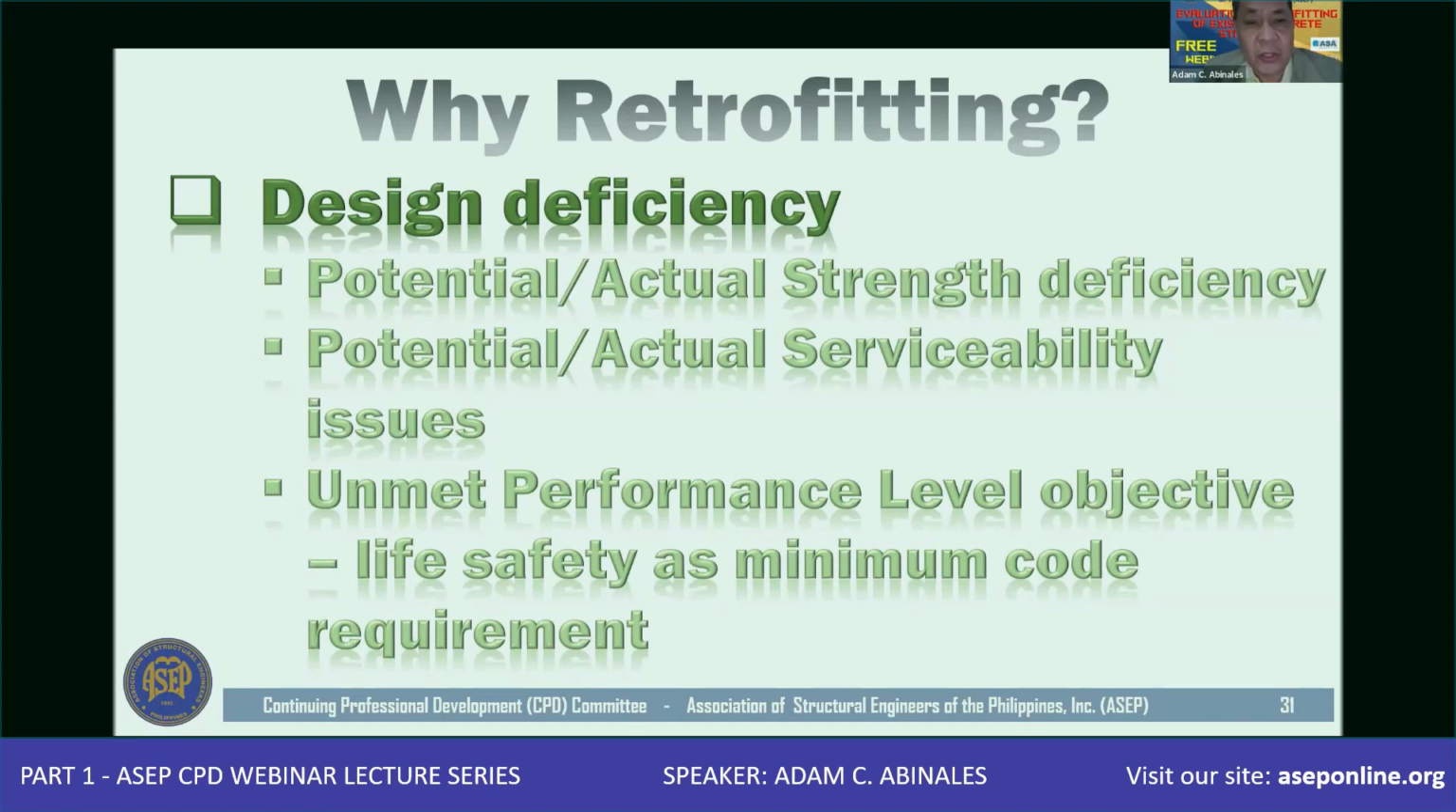So in your evaluation, you might find out that relative to the actual strength, you have a deficiency. Relative to the actual serviceability, you have an issue, or you have not met the performance level objective. As we all know, as far as the code, the NSCP 2015 or the previous NSCP code editions, life safety is.